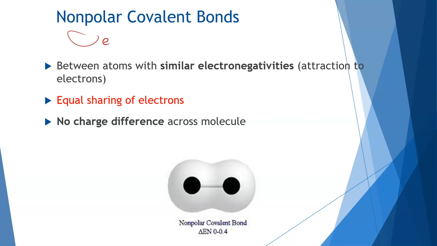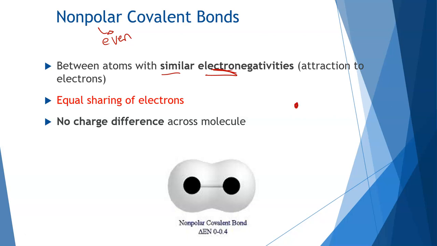This is an example of even sharing. Nonpolar is going to be even. I like to think of nonpolar as non-fighting, right? They're not fighting over the electrons because they're sharing them evenly. This is going to occur when atoms have a similar electronegativity to each other. That means there's not going to be a stronger pull either way.